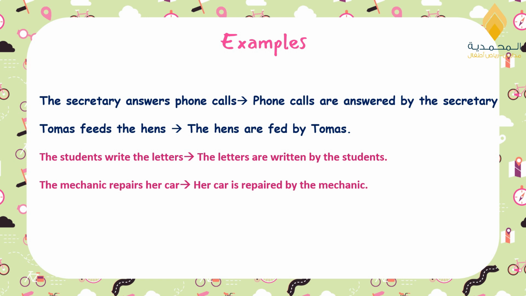The students write the letters. The letters are written by the students. The mechanic repairs her car. Her car is repaired by the mechanic. So as you can see, all the passive sentences started with the object followed by are or is, with the past participle of the verb, or verb 3, followed by by plus the subject.